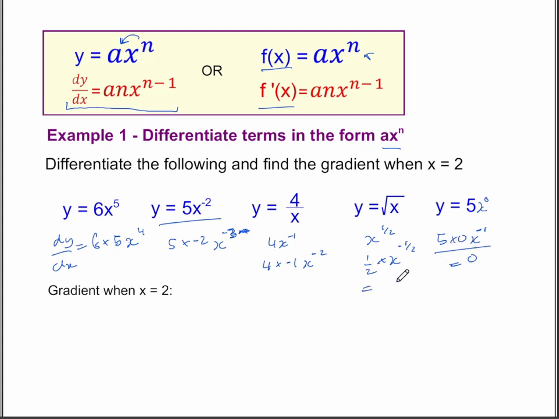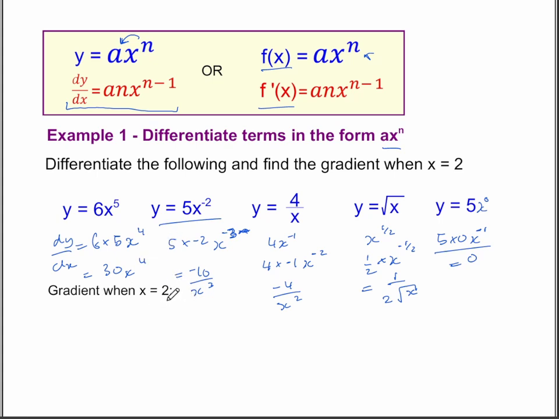This one will end up becoming 1 over 2 root x, because this x power negative a half goes down to x power a half. This one becomes negative 4 over x squared. This one becomes negative 10 over x cubed. And this finally becomes 30x power 4.